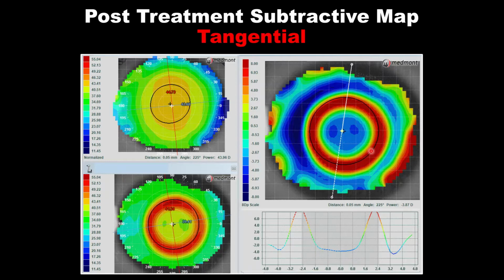So our axial and tangential tell us everything we need to know post-treatment, and having that good quality pre-ortho-K topography, our good baseline map, important for all the assessment that we do moving forward.